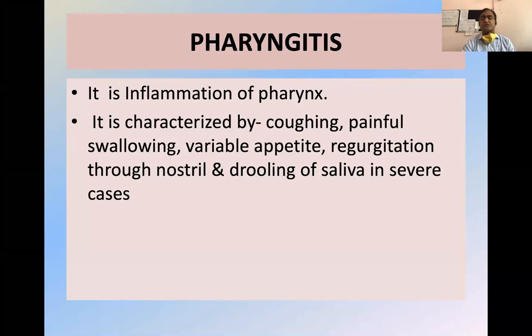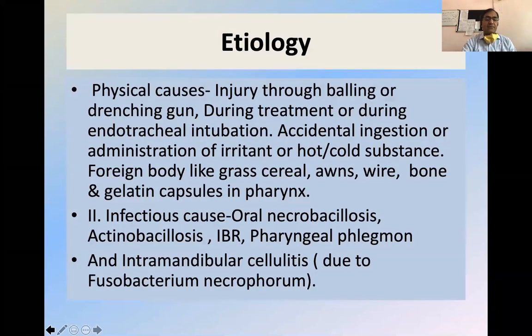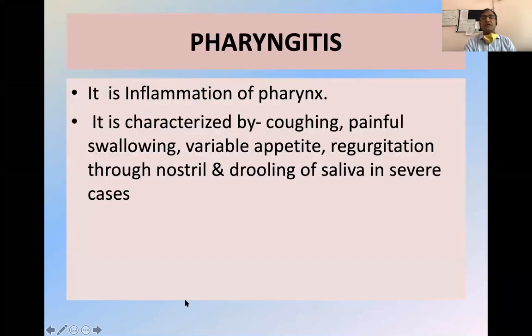So it is the inflammation of the pharynx, simple one, but our role is how to diagnose. There will be minute differentiations when we talk about pharyngitis, pharyngeal obstruction, and pharyngeal paralysis. All of them in the initial stage appear very similar in clinical signs. Our role is how to make a differential diagnosis. So it is the inflammation of the pharynx, and how is it characterized?